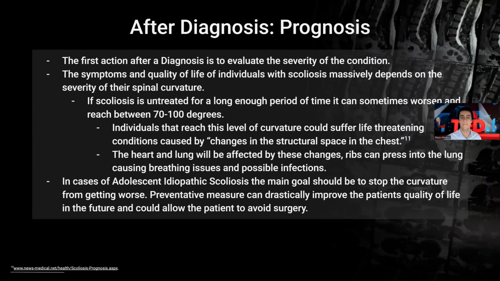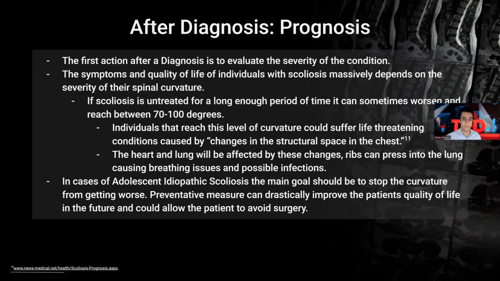Prognosis is what comes after diagnosis. The severity of the curvature is the main factor that determines the prognosis of scoliosis. Patients with 70 to 100 degrees of curvature can suffer from chest defects resulting in breathing issues and a possibility of lung infection. These changes can eventually become life-threatening and can completely decrease the quality of life in patients.